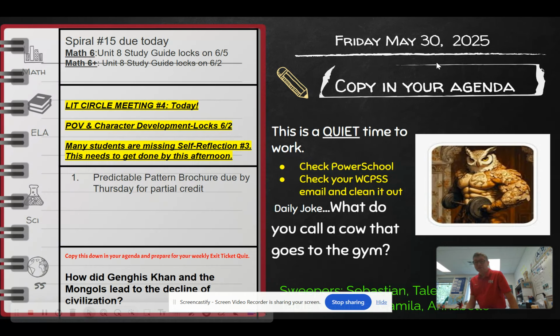All right, and in social studies class, we are working our way through our unit on the decline of civilizations. So we've been talking about groups like the Aztec, Inca, and Maya, Mesoamerica, and the Spanish conquistadors. We looked a little bit at Indus River Valley and Mesopotamia.